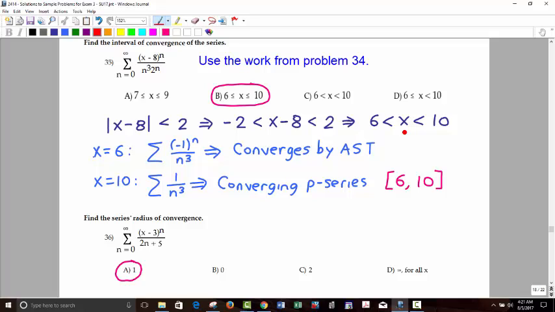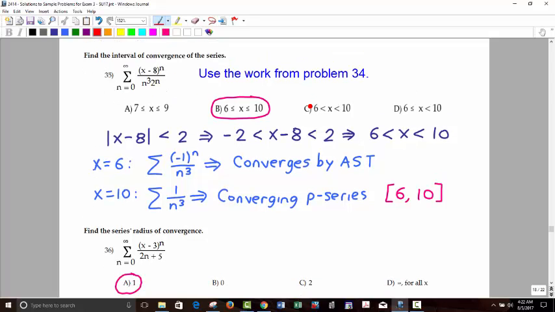Because there are 4 possible, once you get this interval, there are 4 possible answers you can get. Either they're equal at both ends, they're not equal at both ends, or the lower end can be equal and the other one not, and vice versa. You just have to test each one and see.